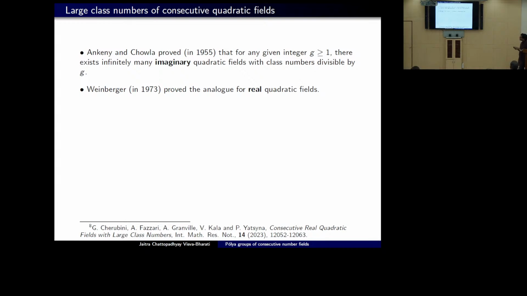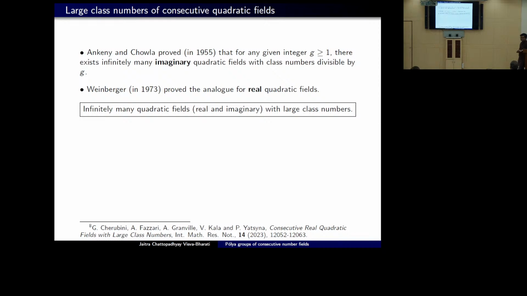So now, combining these two theorems, we can say that there are infinitely many quadratic fields, both real and imaginary, with large class numbers, because we are allowed to take integers g of our choice. So if we take g to be 10 million, then there will be infinitely many imaginary quadratic fields with class number divisible by 10 million. That means at least 10 million. Now the question comes: among those infinitely many number fields, can we find consecutive pairs or triples or quadruples like this?